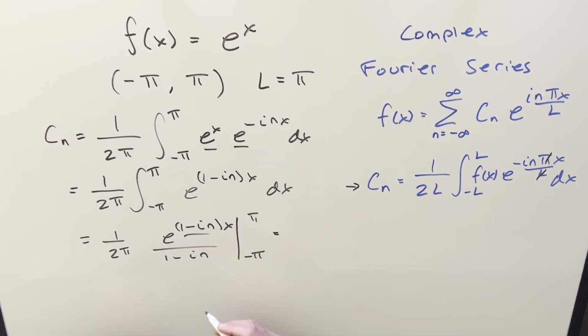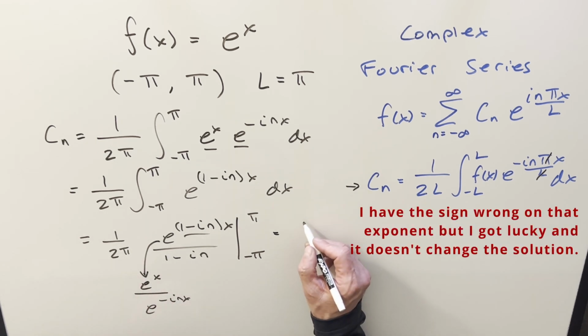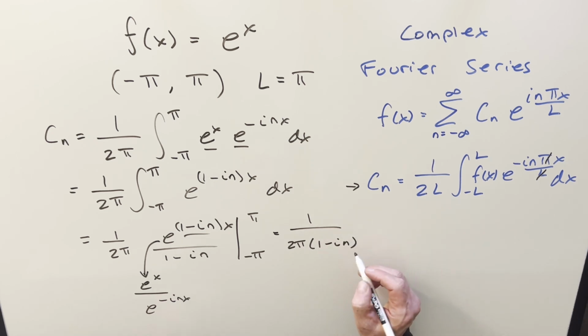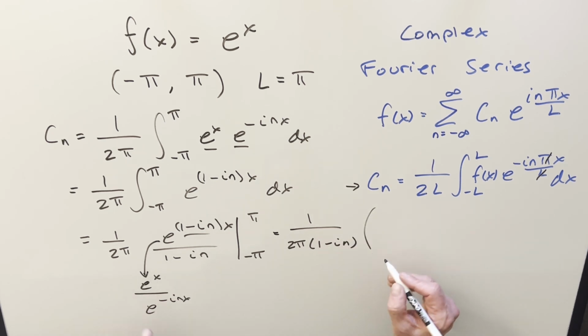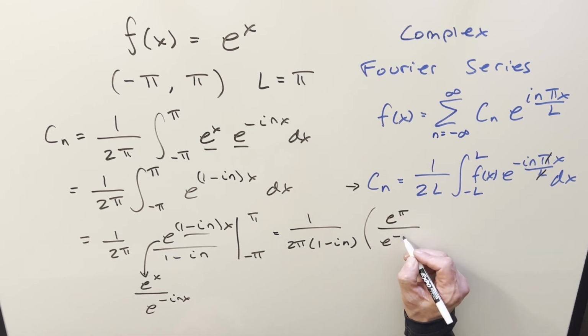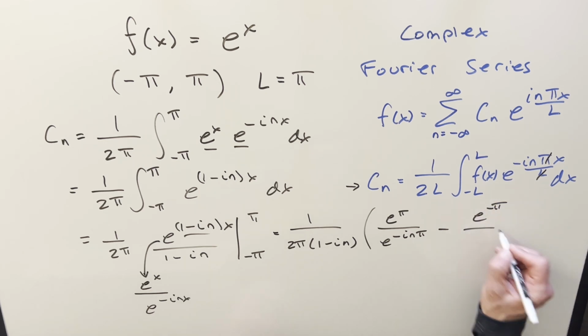Plugging in, I think I'm going to start rearranging it. So with this, we can look at it, breaking this up. I think I want to do it like e to the x. I probably should have just done this before, but now let's put it in this form: e to the x over e to the inx. So when we plug in, we've got a bunch of constant stuff out front, so I'll write 2 pi, 1 minus in. We plug a pi into this, we're going to have e to the pi over e to the in pi. Minus, we plug in minus pi, we get e to the minus pi, and this is just going to become the same thing with a plus sign.